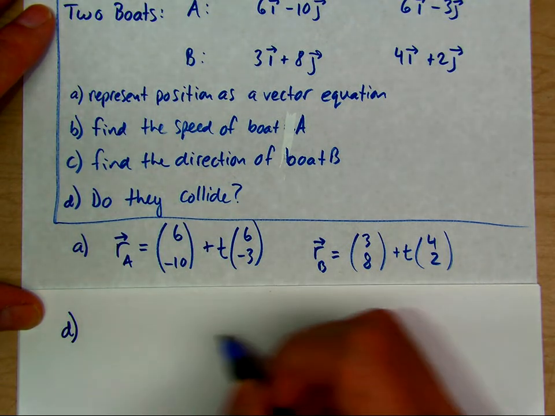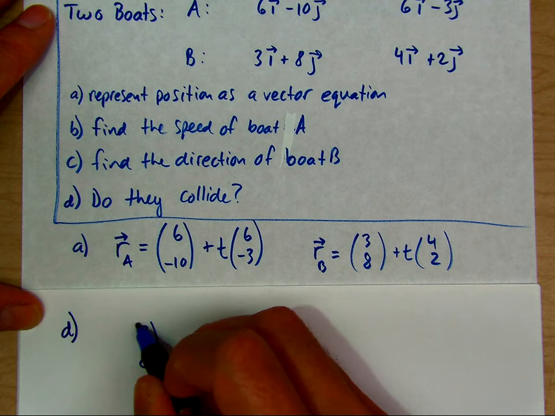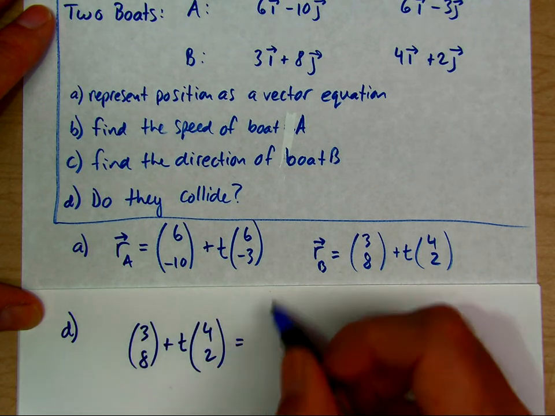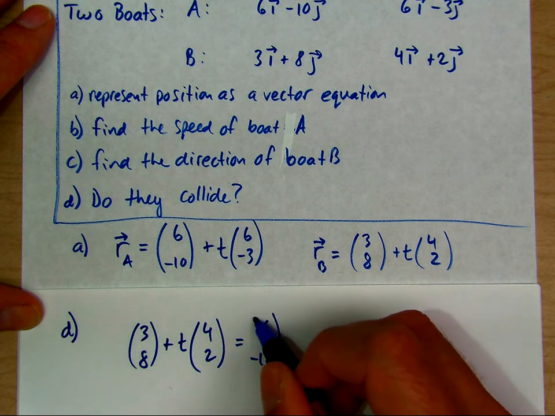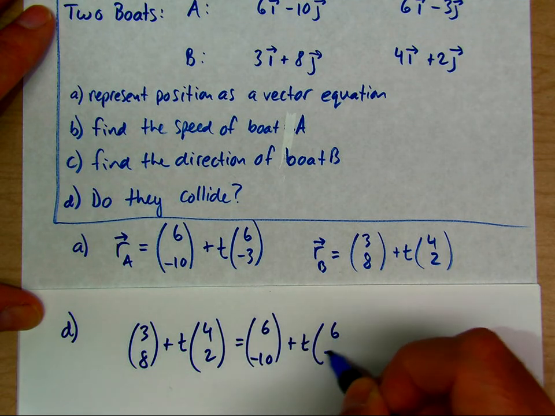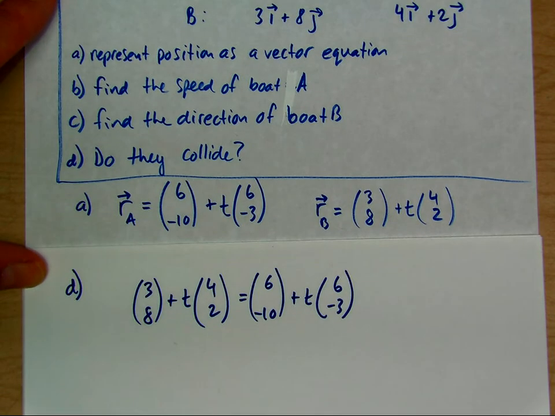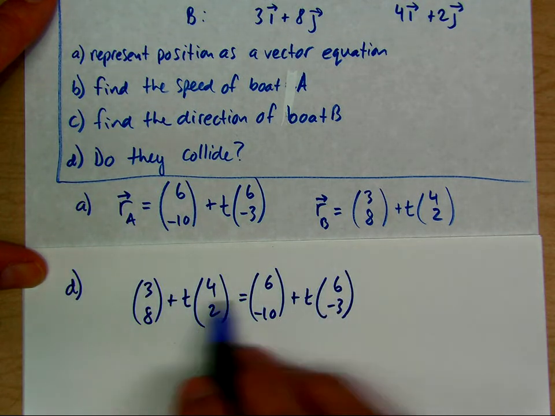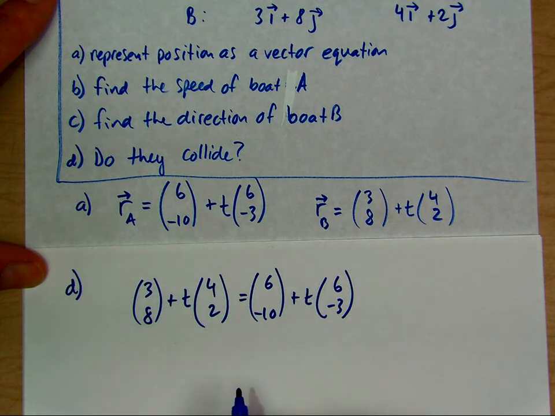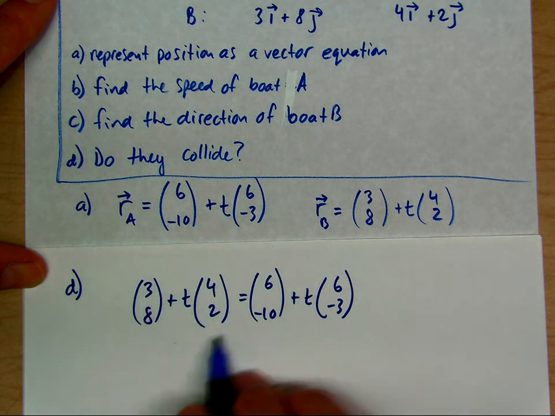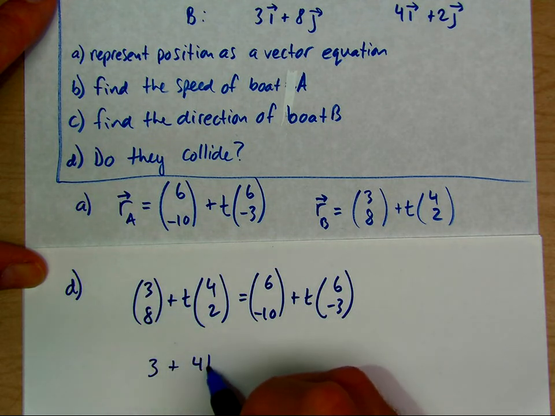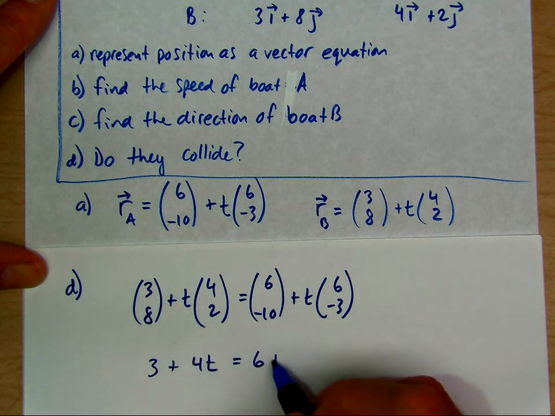So if we have 3, 8, plus t times 4, 2, when is that equal to 6, negative 10 plus t times 6, ...? So when are these equal? And all we have to do is find out the time when the horizontal positions are equal, and then see if at that time the y values are equal also. So let's just look at the horizontal: 3 plus 4t. When is that going to be equal to 6 plus 6t?